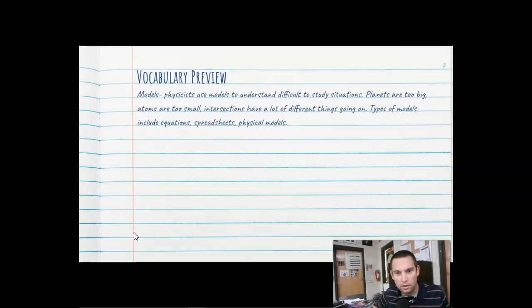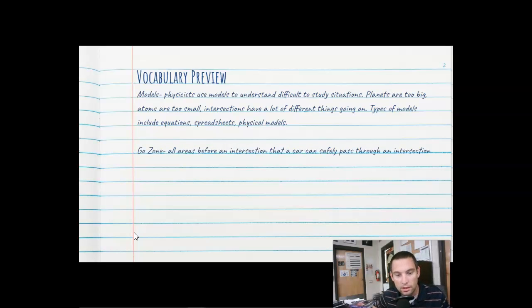Models are what physicists use to understand difficult situations to study. Planets are too big, atoms are too small, intersections have a lot of different things going on. So types of models include equations, spreadsheets, and physical models.